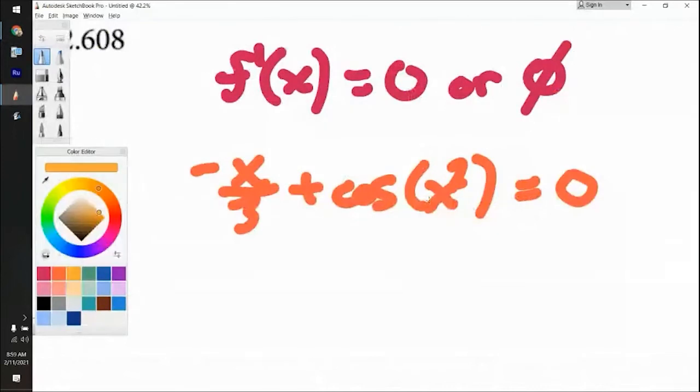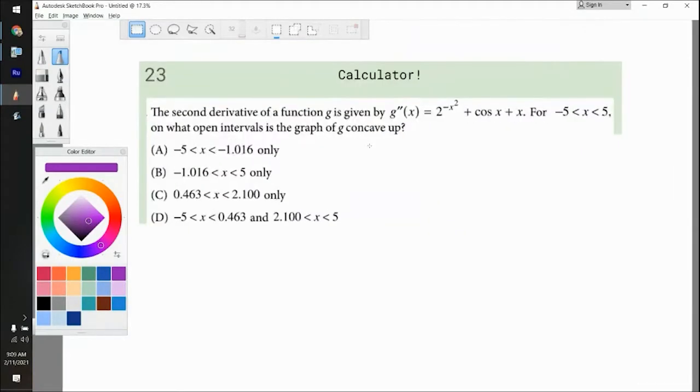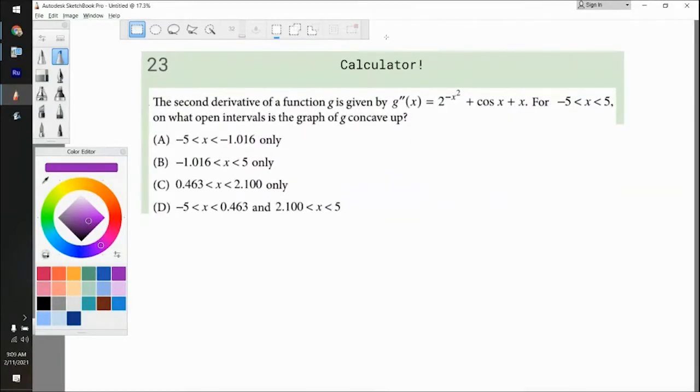So we're going to graph it on a graphing calculator and figure out where they intersect. Okay. All right. So this problem is actually really similar to the one we just did, only it's second derivative this time. So we got second derivative of the function is right there, g prime of x. For -5 to 5, what are the open intervals where it's concave up?